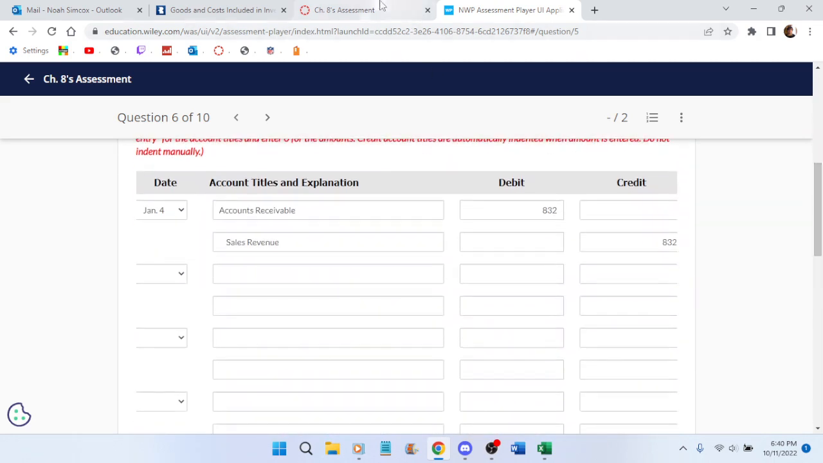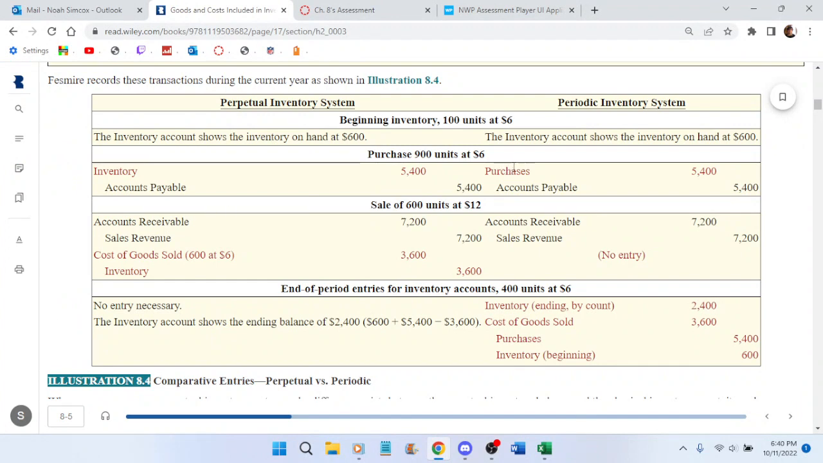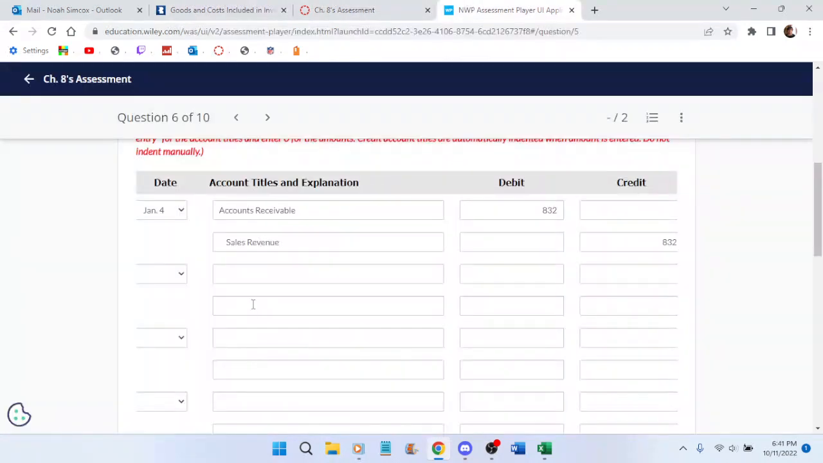What happens when you purchase something? Whenever you purchase something, you do purchases and accounts payable. Purchases is some random account that you close at the end of the month. Anyways, you debit purchases, credit accounts payable. That differs from the perpetual method, where you increase inventory, but in the periodic method, you increase purchases by 5,400.